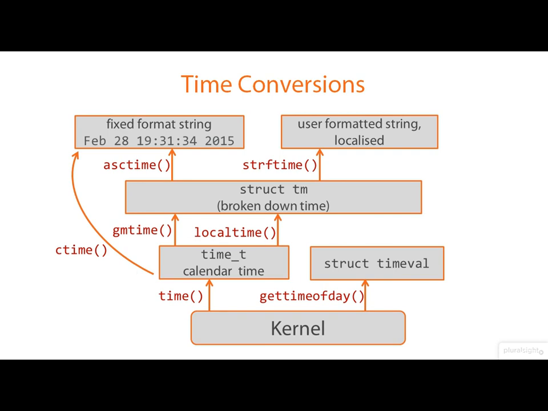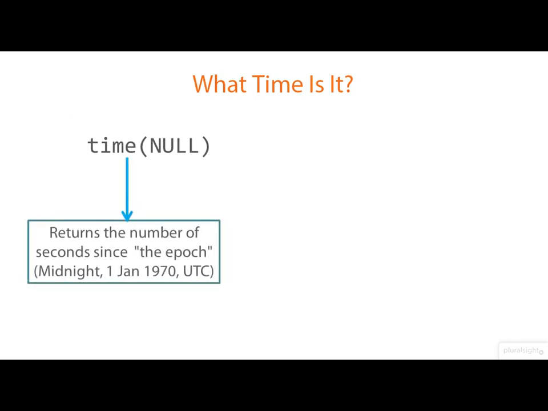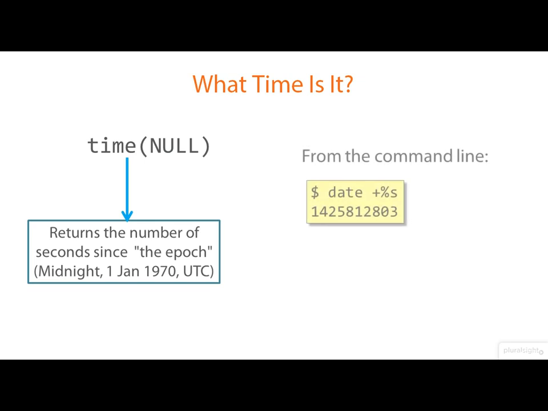A good place to start is the time function, which returns the current time as a time_t. Here it is. The return value is the number of seconds since a moment in time known as the epoch, which is the very first instant of the year 1970 in UTC. From the command line, I can retrieve this value using the date command. Now, if you did this at the same time as me, then wherever in the world you might be and whatever language you speak, you would get the same value to the extent that our computers' clocks are actually right.